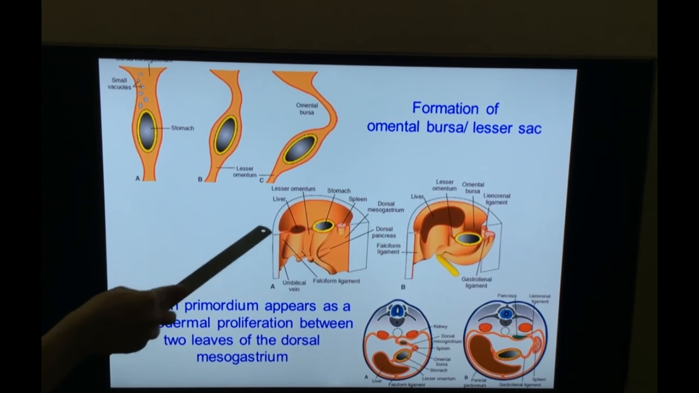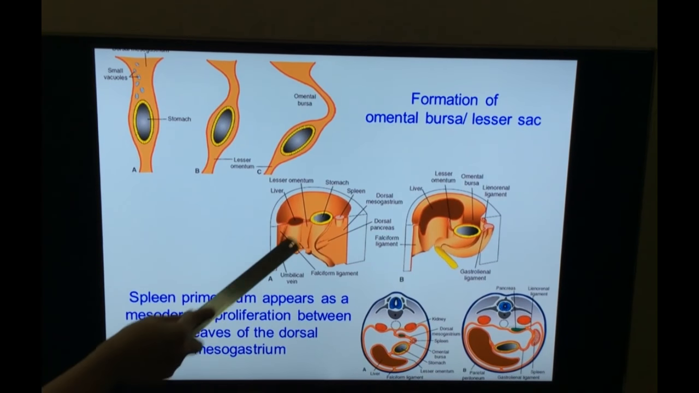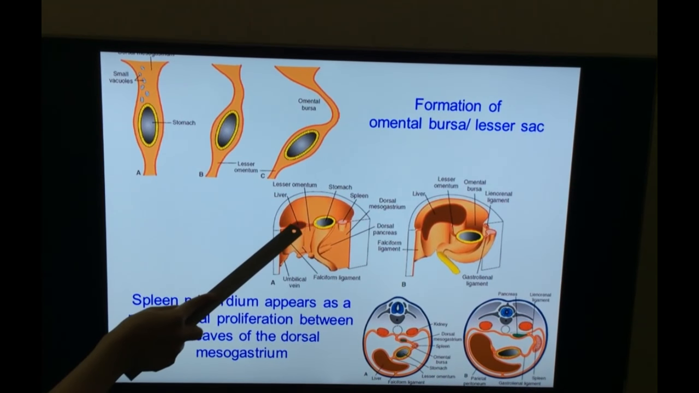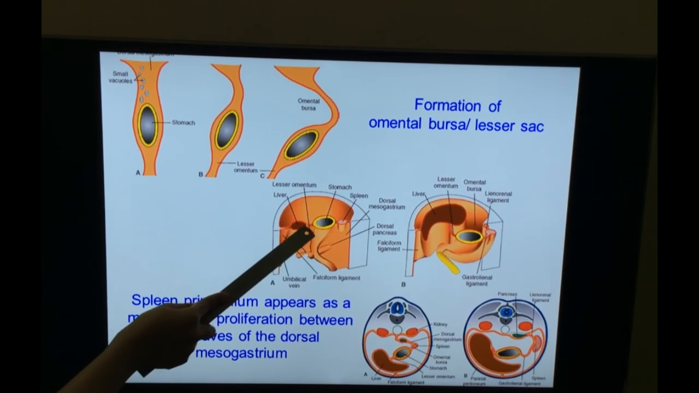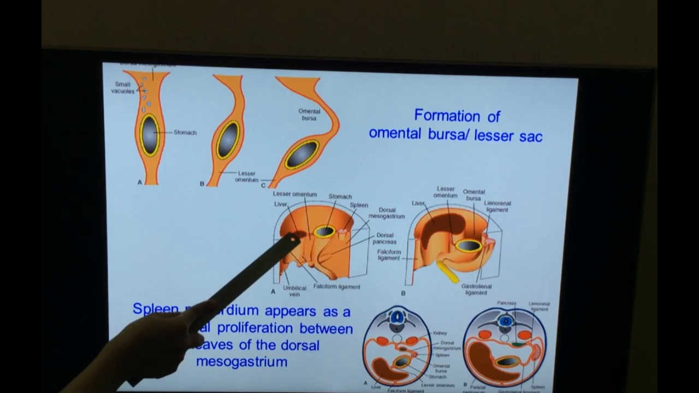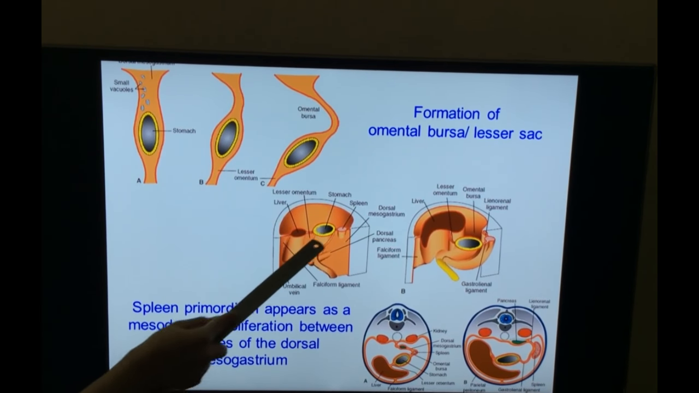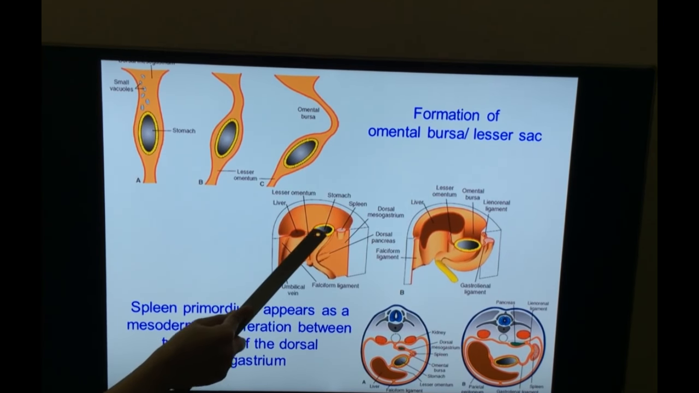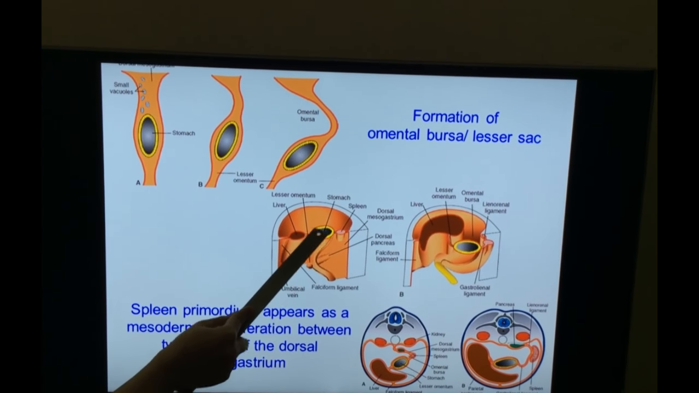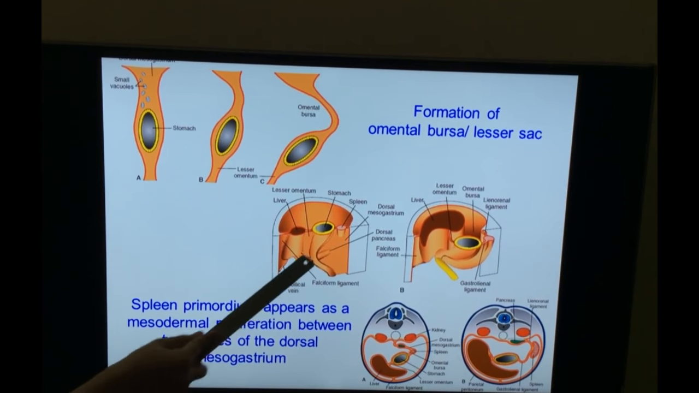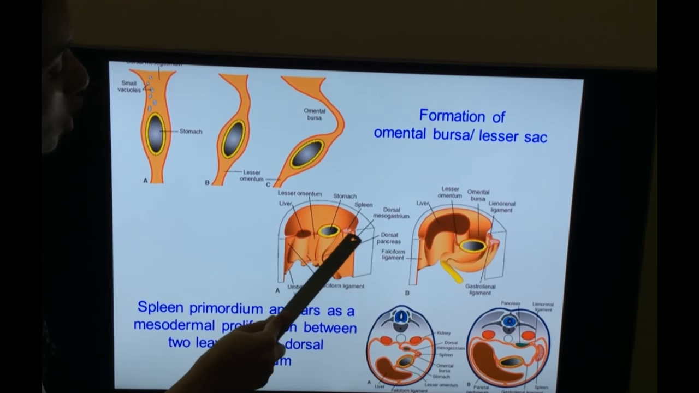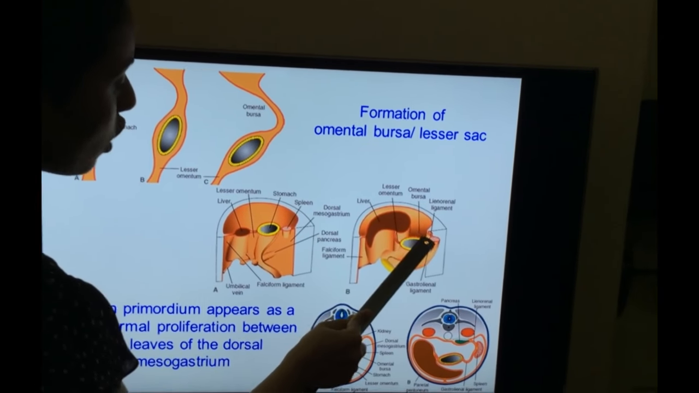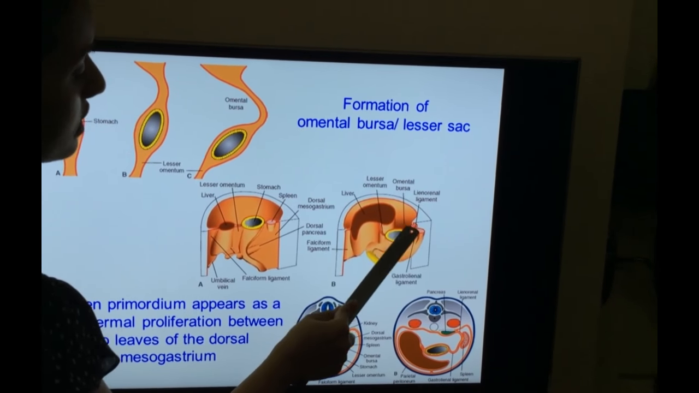Here you can see a cut section, the transverse section, as seen from above. This is the developing liver within the ventral mesentery. Within the ventral mesentery there will be development of the liver, which I will be discussing later. This is the stomach, which is covered by the posterior wall and the anterior wall. Then you can see this is the dorsal mesentery. Once the rotation occurs, there will be formation of the omental bursa or the lesser sac.